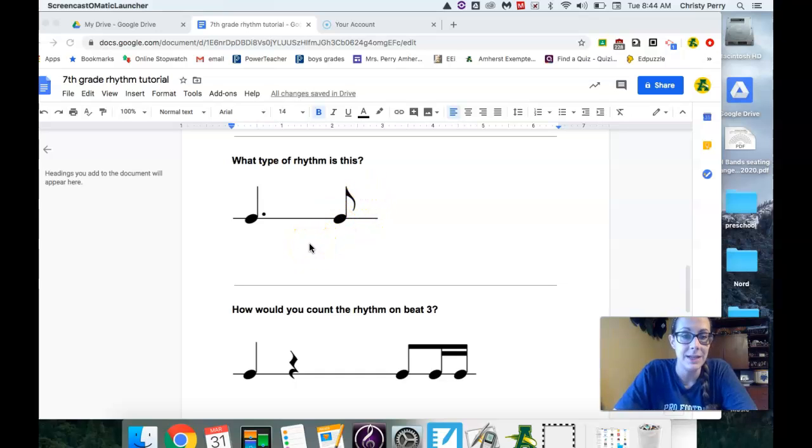What type of rhythm is this? It is a dotted quarter note, 8th note. Dotted quarter and 8th note.